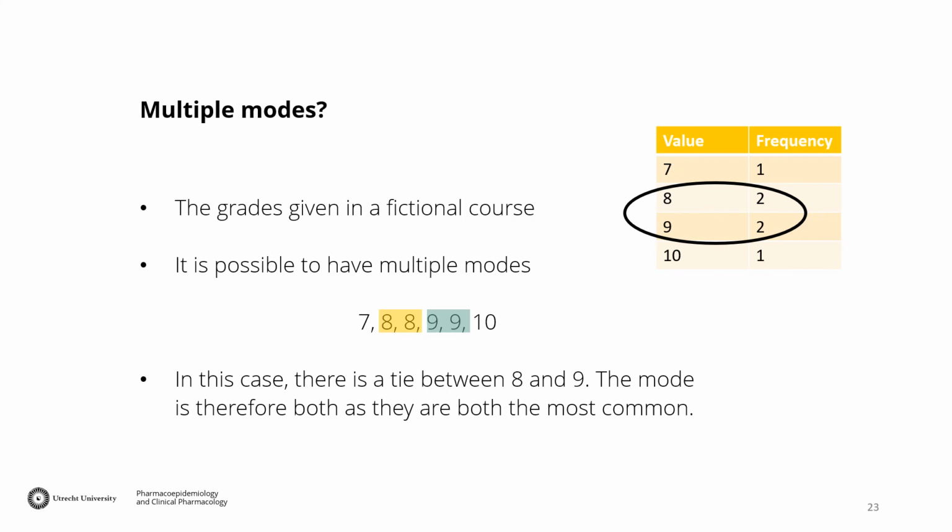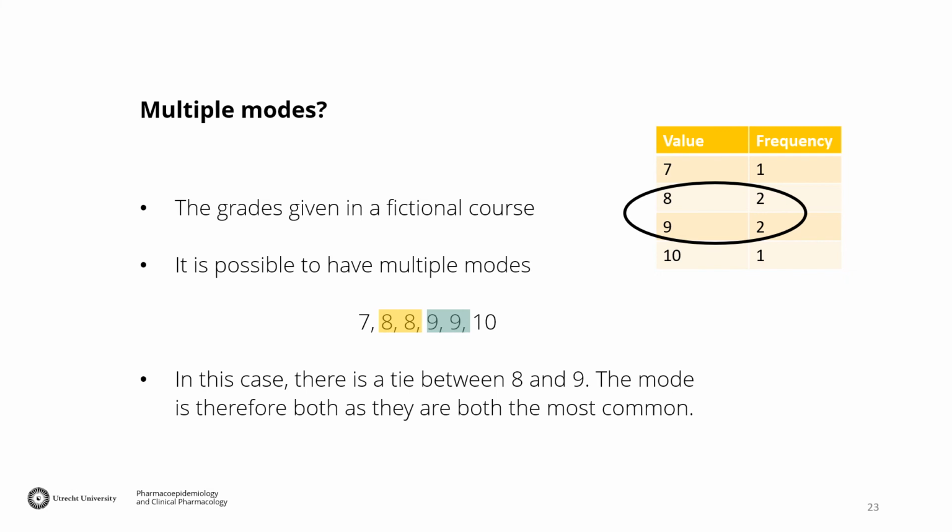So if we also go back to the notes, what happens if the same grade or two different grades have been given the same amount of times? Again, we go back to the modes, we go back to the grades, we have the fictional course here, and then you have the 8th grade has been given twice, the 9th grade has been given twice also.